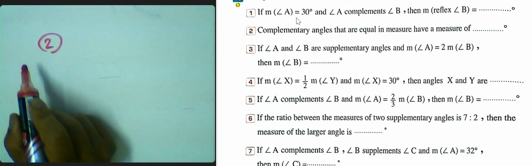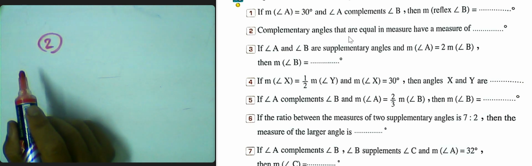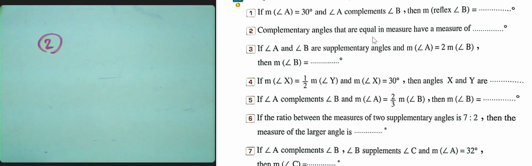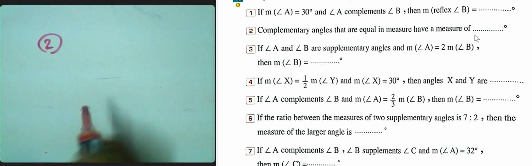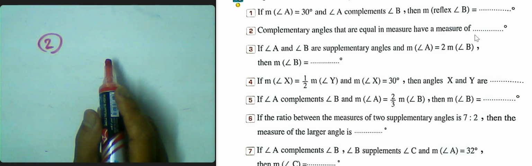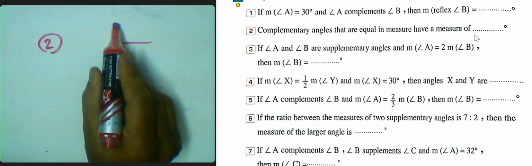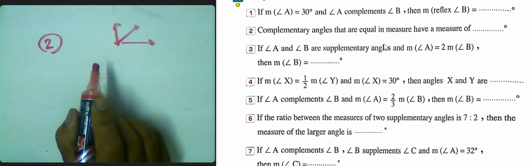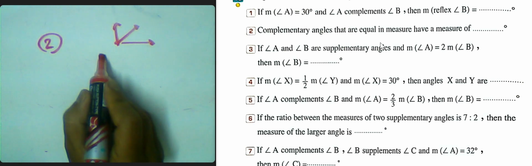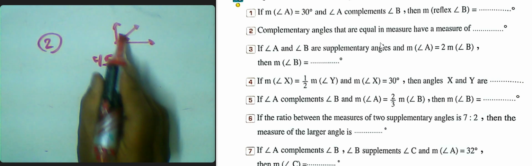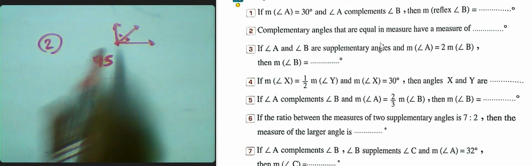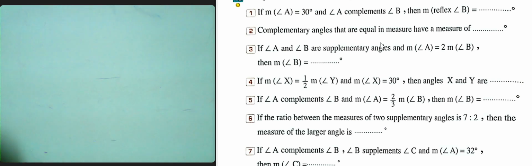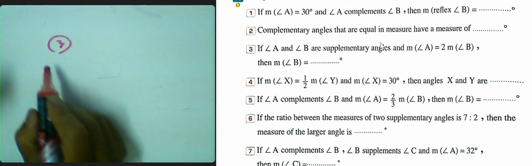Question number 2. Complementary angles that are equal in measure have a measure of what? Complementary angles: the summation of the two angles will be 90. They are equal, then each of them will be 45. They are 45 and 45 degrees.